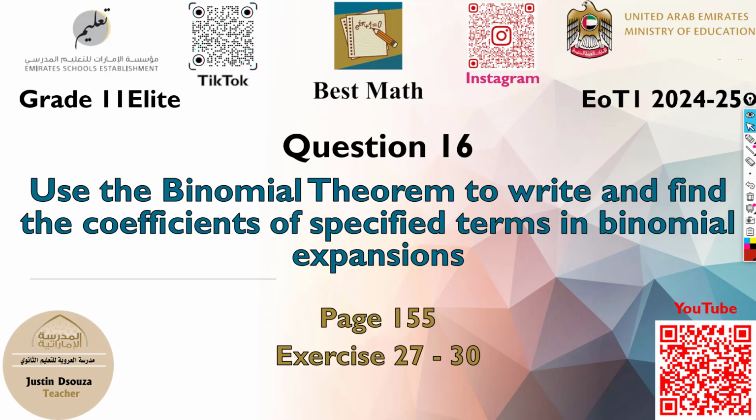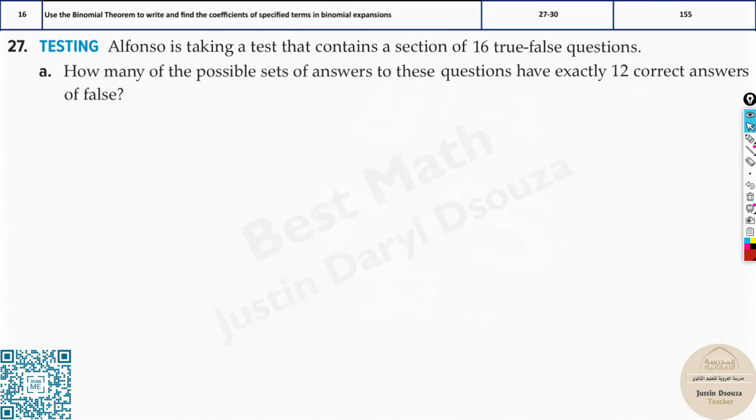Question 16 is about finding the possibilities or probabilities using the binomial theorem. We are not going to expand the entire binomial expansion. We will just use a particular formula and directly get the answers. Now, look at this problem.